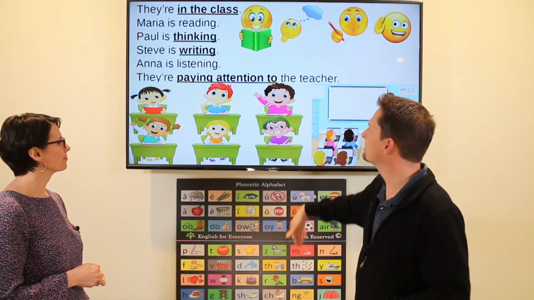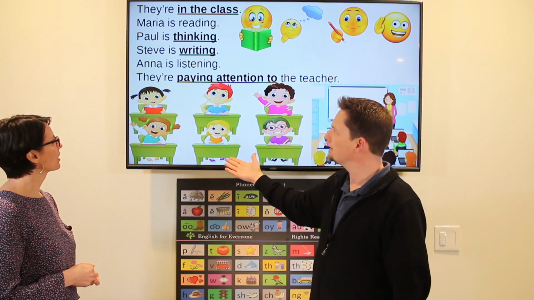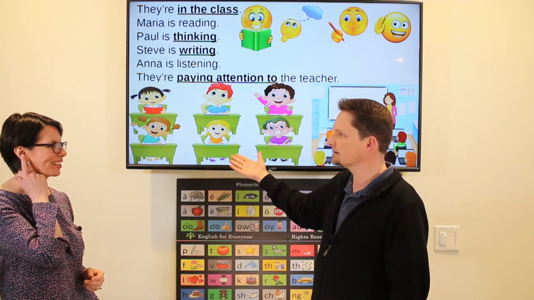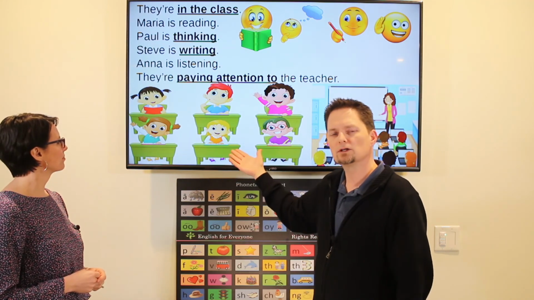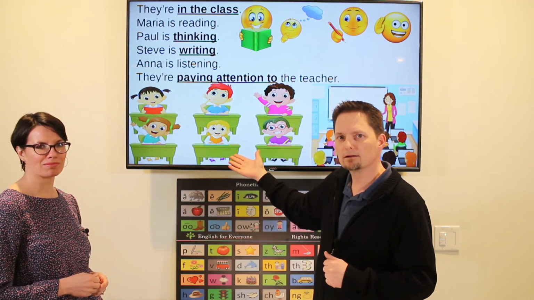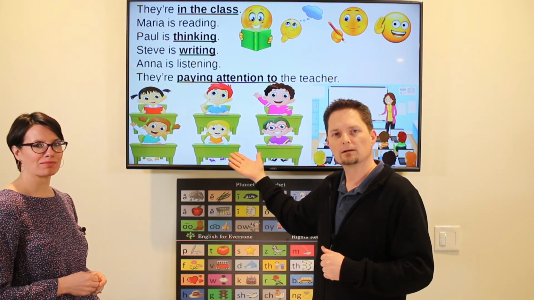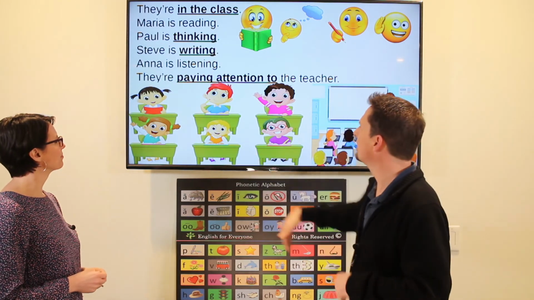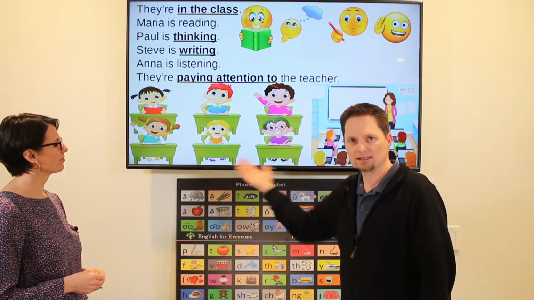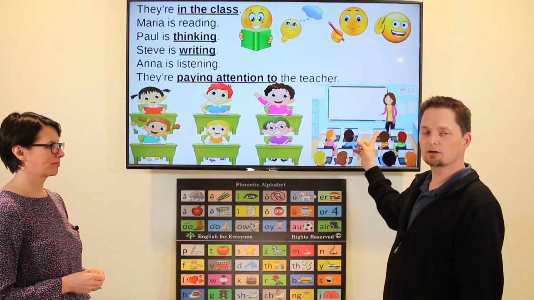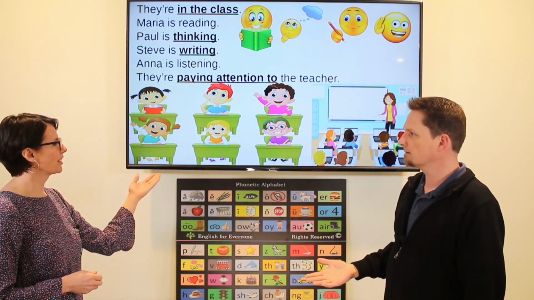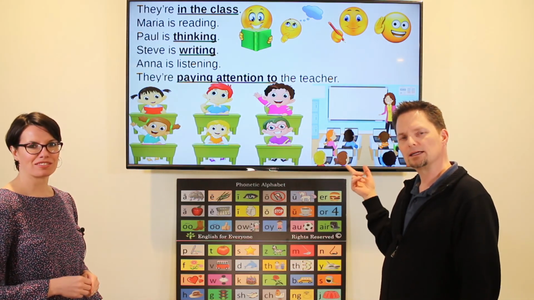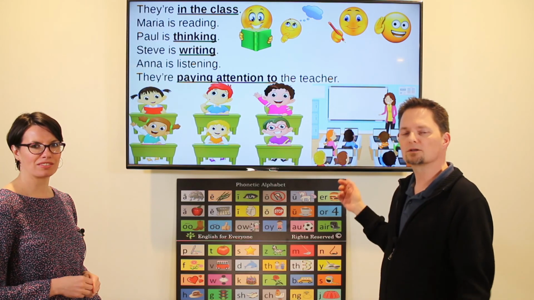Very good. Who is she? She's Anna. What is she doing? She's listening. Very good. Who is she? Respond. What is she doing? Respond. Very good. Are they paying attention to the teacher? Yes, they're paying attention to the teacher. Very good. Are they paying attention to the teacher? Respond.